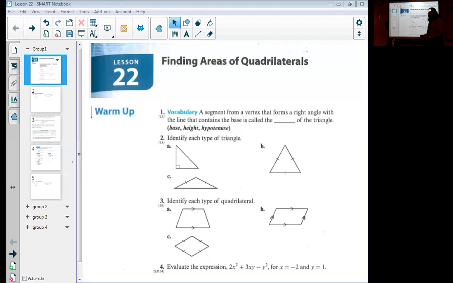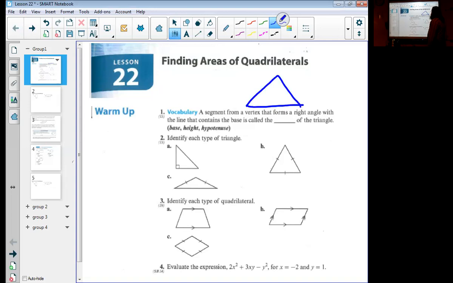So here, there is no picture, so it'd be a good idea to draw a picture. So we have a triangle and a segment from the vertex, so that is this right here, the part that's on top, that forms a right angle with the line that contains the base. It has a right angle. It is called the base, height, or hypotenuse of the triangle.